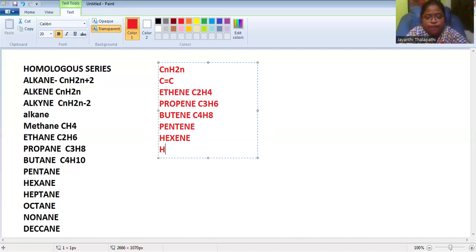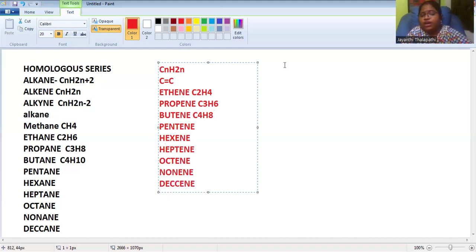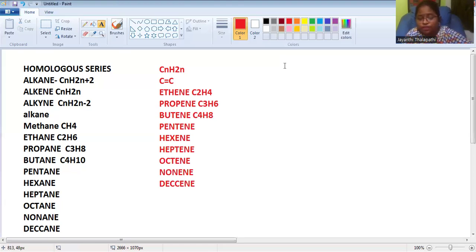What is next? Hexene, heptene, octene, nonene, decane. So like that it goes. For IGCSE, we have only alkane and alkene, but for other syllabuses we have alkyne too. Even in grade 10 CBSE they have alkyne, and in grade 11, in all the boards, we have alkyne.